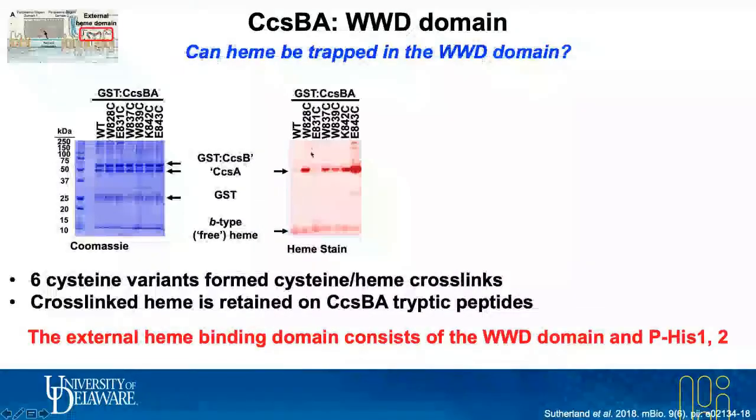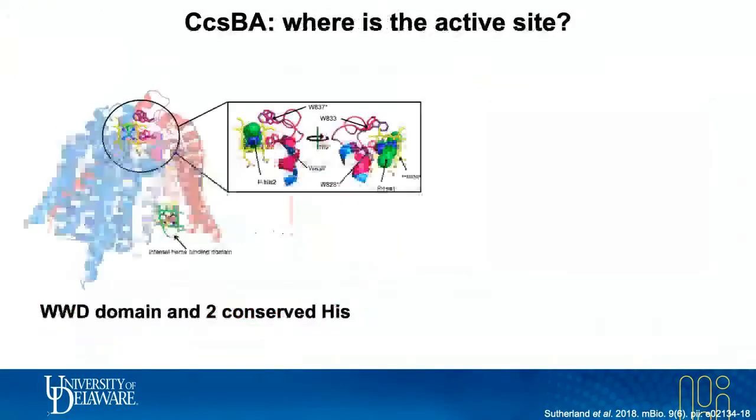So from these experiments and others, we propose that there's an external heme binding domain in the periplasm of bacteria that consists of the WWD domain and 2 conserved histidine residues. And this is what we think is the active site.